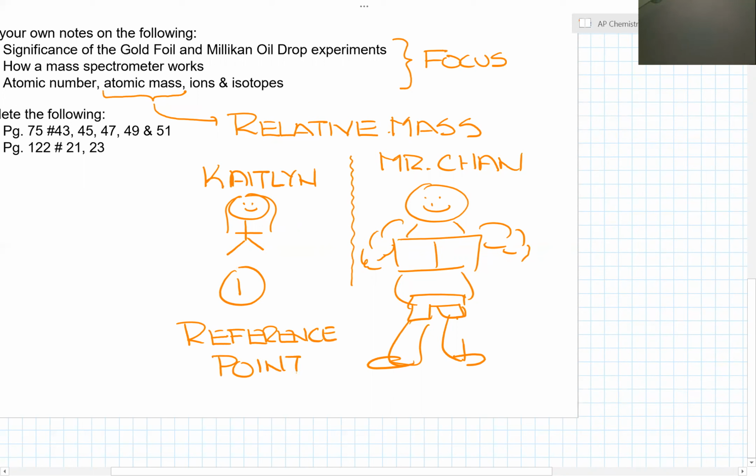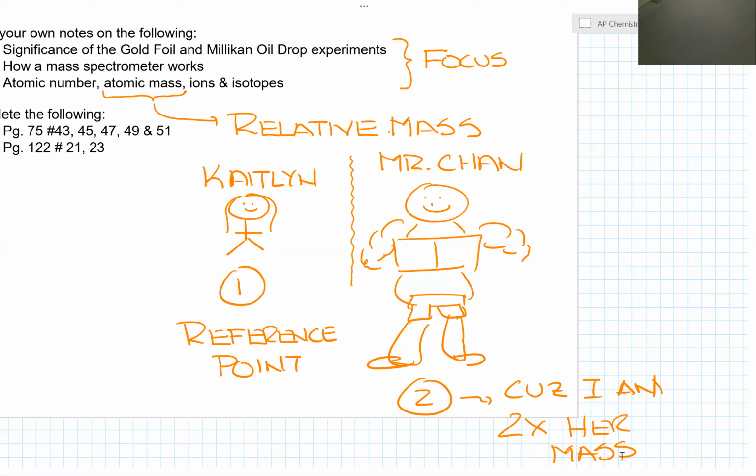Okay? Now, for me, because I'm twice her mass, I would be 2. I am 2 times her mass, and this is why I'm given the mass of 2, because I am double her weight.